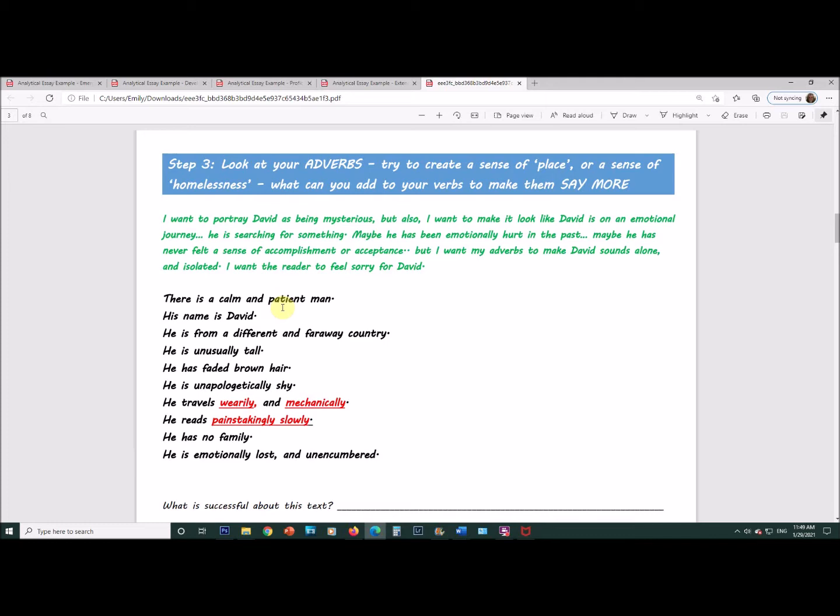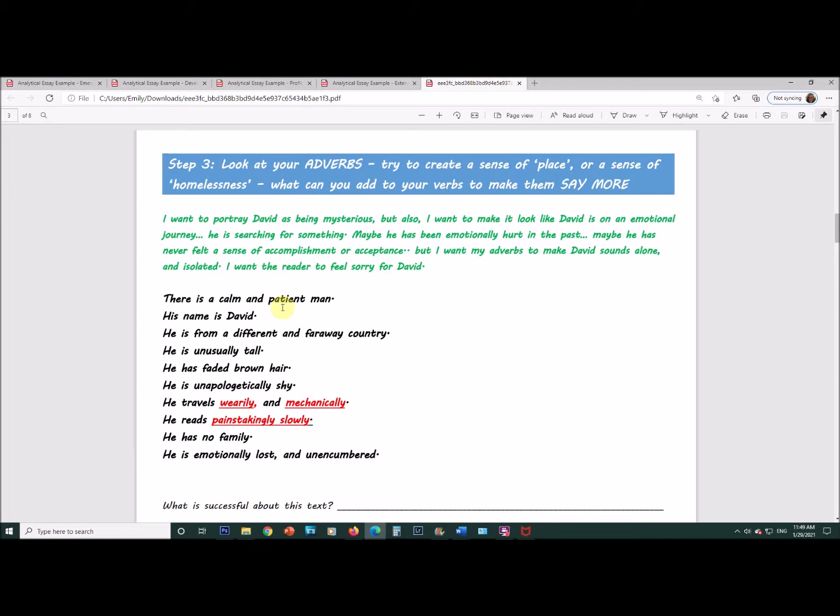So it says, look at your adverbs, try to create a sense of place or a sense of homelessness. What you can add to your verbs makes them say more. So the green again, this is my internal thoughts here. I want to portray David as being mysterious, but also I want to make it look like David is on an emotional journey. He is searching for something.